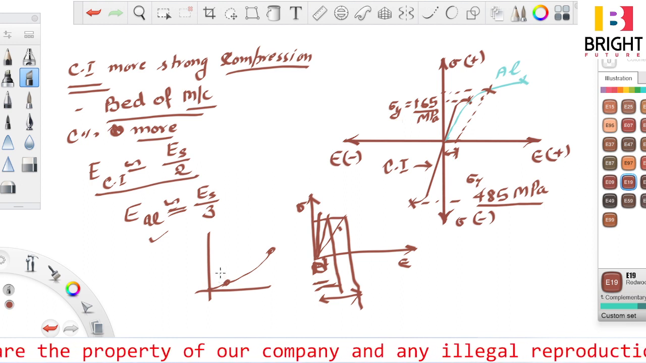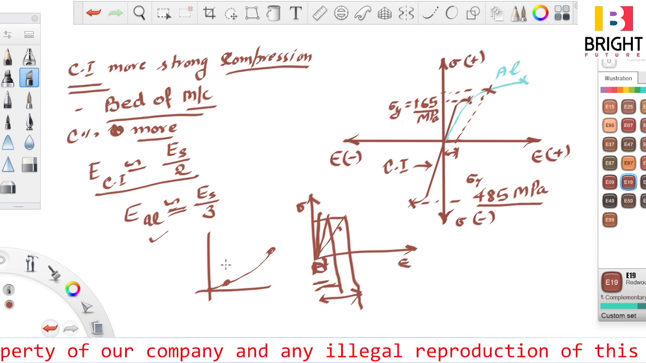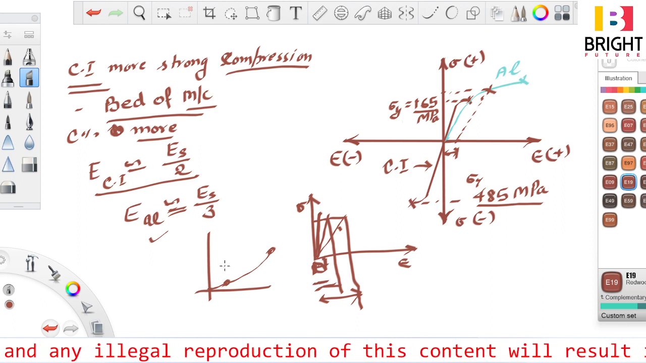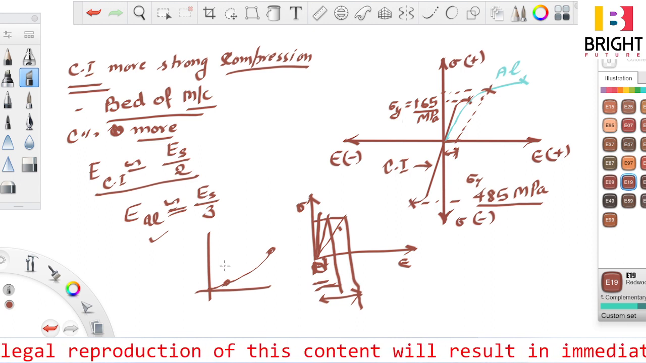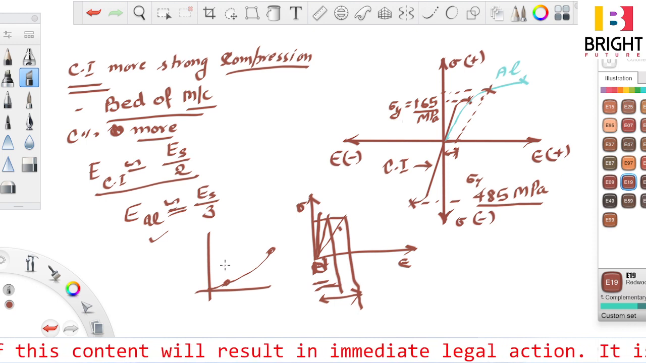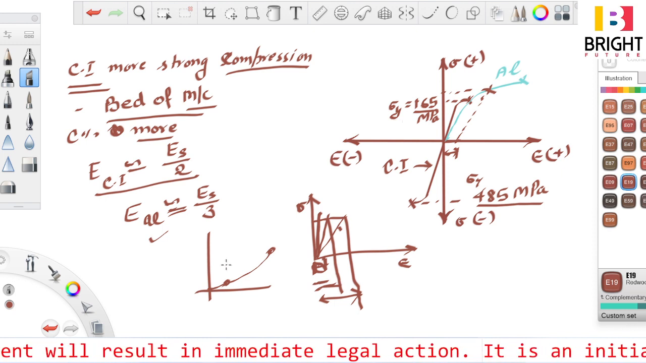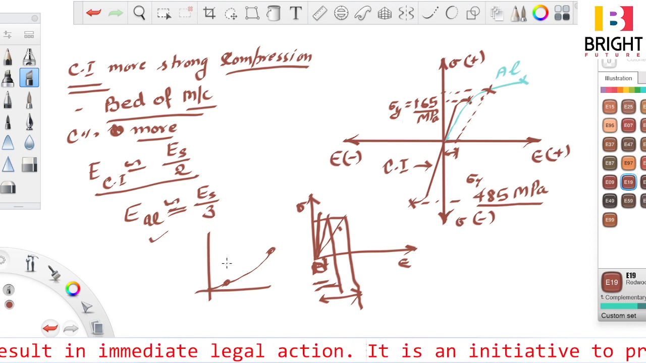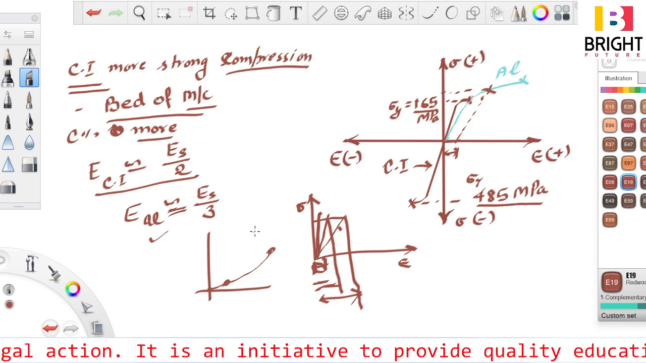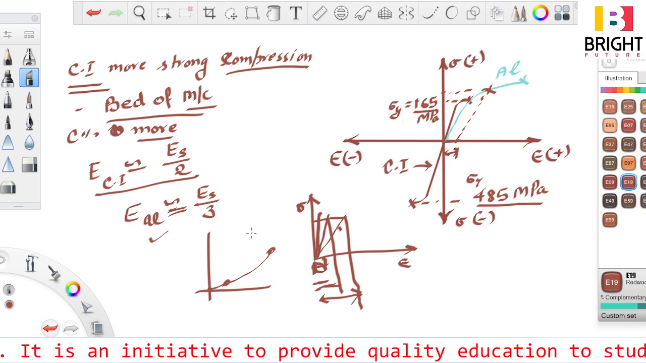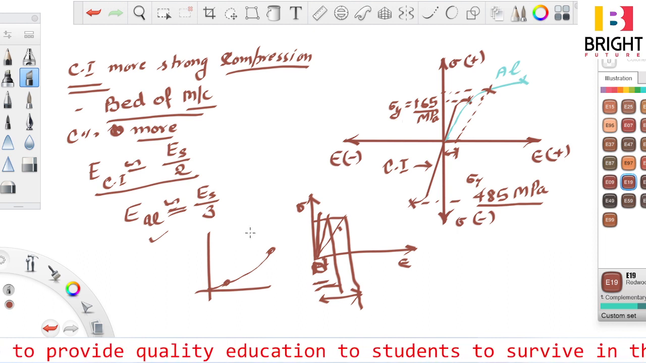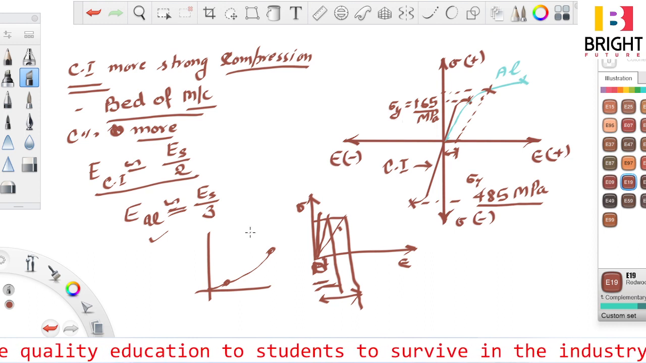I hope in this lecture you understood what the cast iron stress strain diagram is, what the aluminium stress strain diagram is, what the relationships are between Young's modulus of elasticity of steel, cast iron and aluminium, and how from the slope of the stress strain diagram you can understand its effect on elasticity.